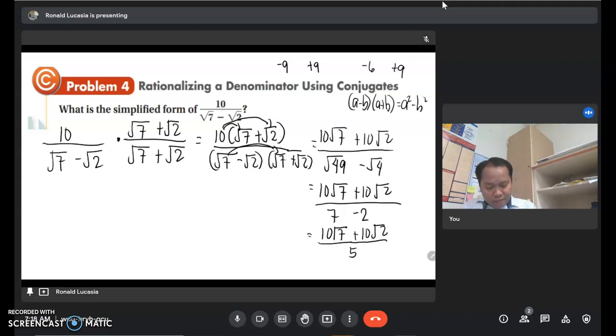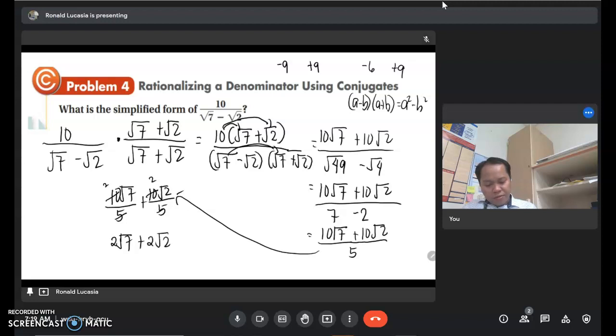And then I can further simplify this one as 10 square root of 7 over 5 plus 10 square root of 2 over 5. So 10 and 5, that is 2. So that's why we have 2 square root of 7. 10 and 5, that is 2. So that is 2 square root of 2. This will be the final answer.